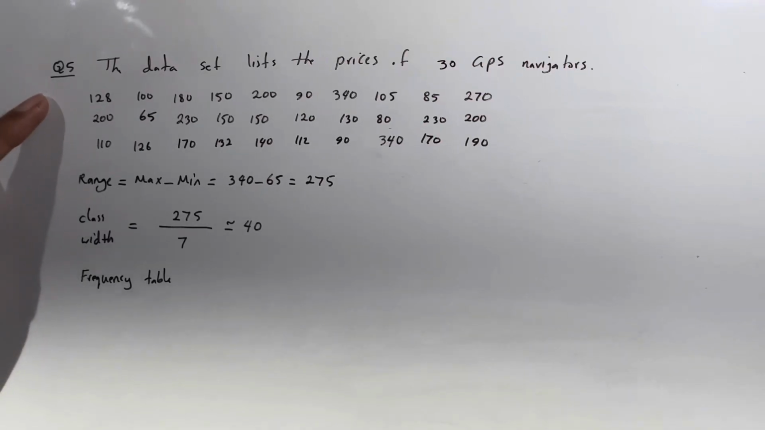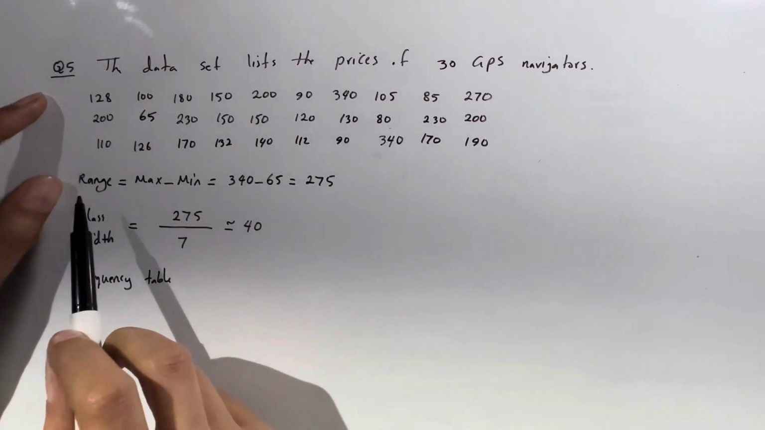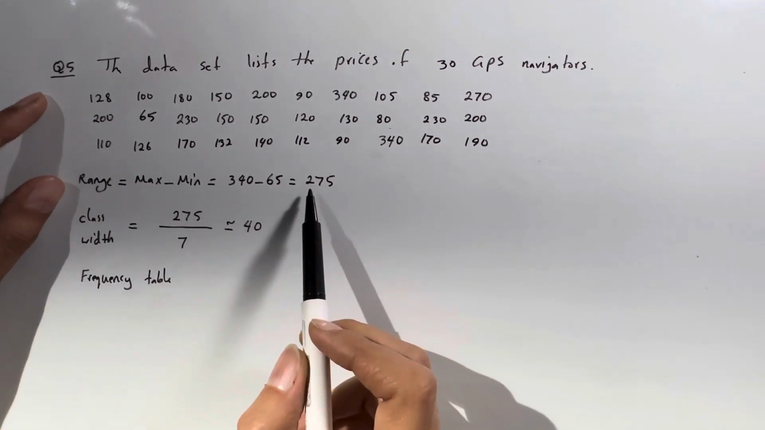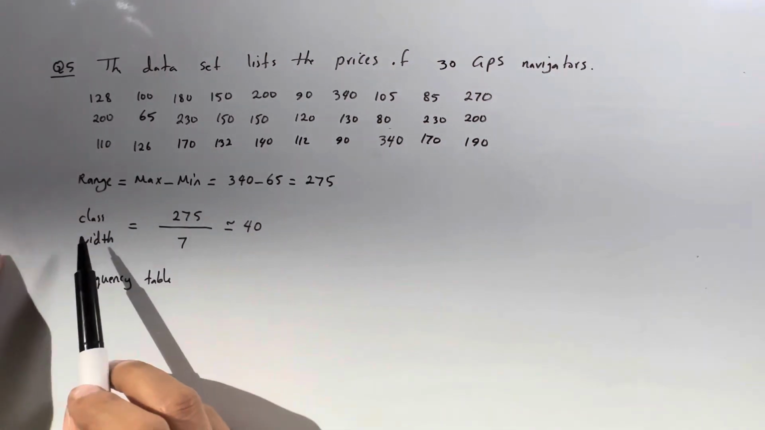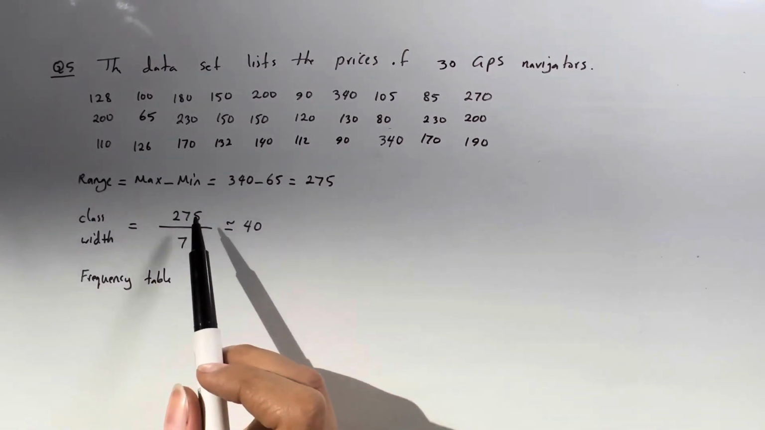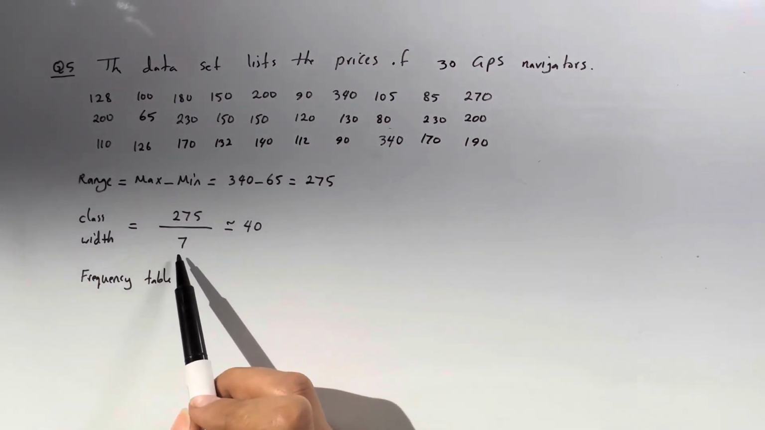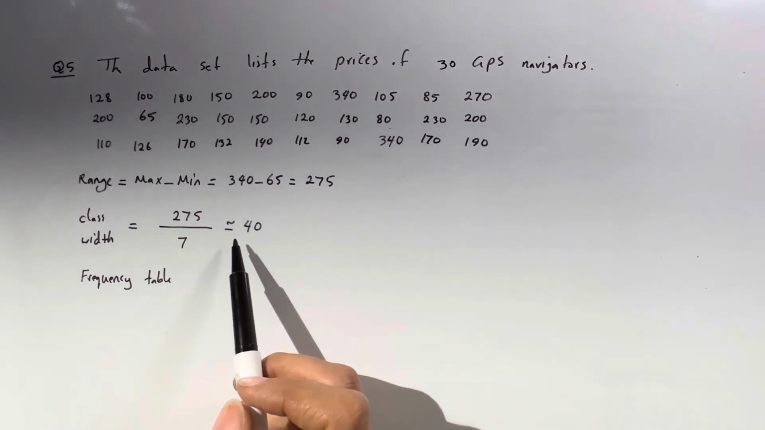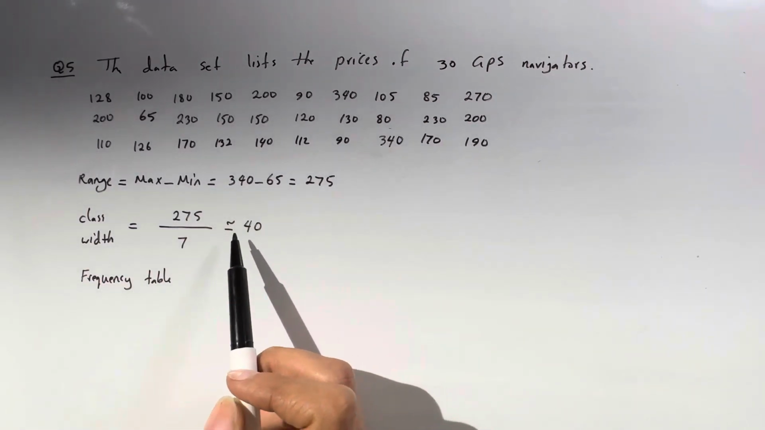Question 5 says, what is the frequency of classes bounded between 65 and 104? So remember that first we find the range of the data, which is maximum minus the minimum, 275. Then you find the class width. Class width is the range divided by the number of classes. 7 is given to us in the question, and you round up to 40.